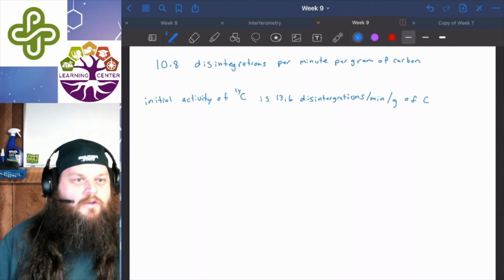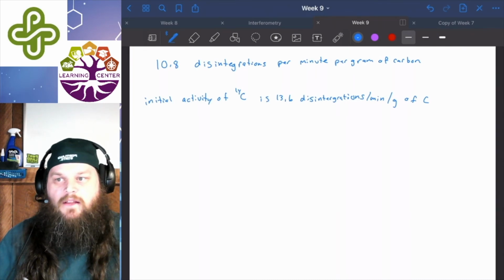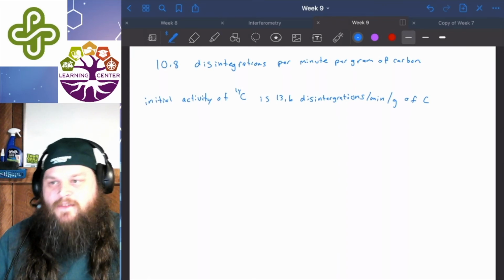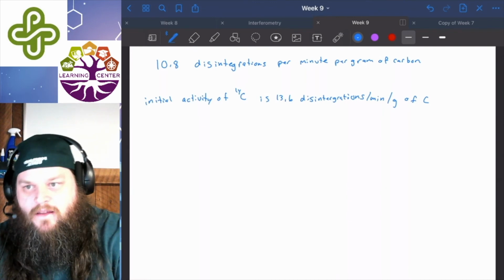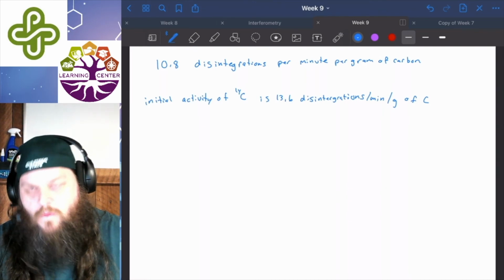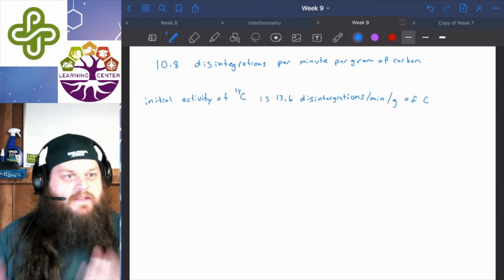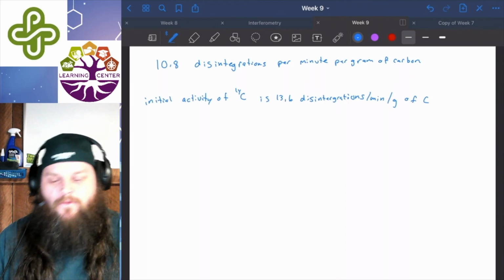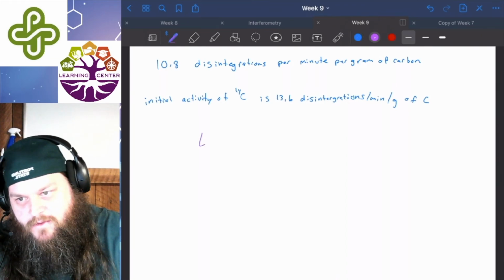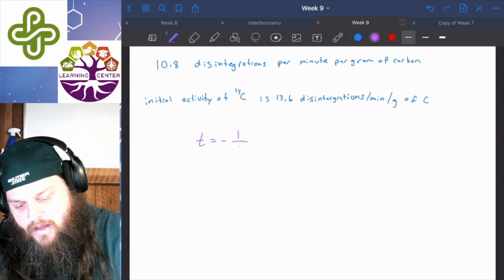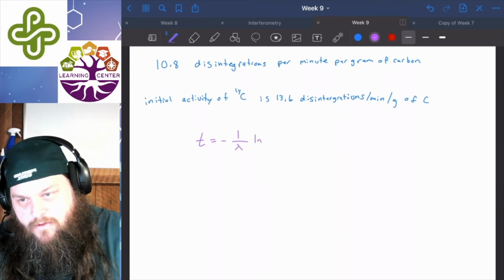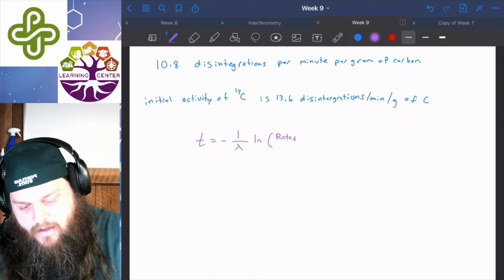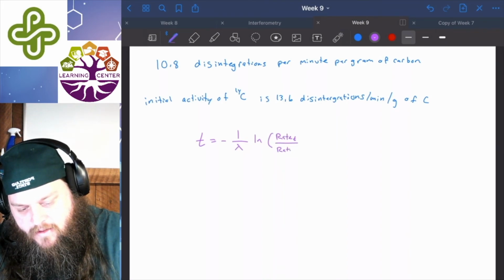We now want to use this value to find the age of the Dead Sea Scrolls. So we can do that simply by taking this rate that we have. We know the rate that it was and the rate that it's at, and we can use that fraction inside of our logarithm to solve for it. So remember the equation we used was t is equal to negative 1 over lambda, the natural log of, say, the rate now at time t divided by the initial rate.